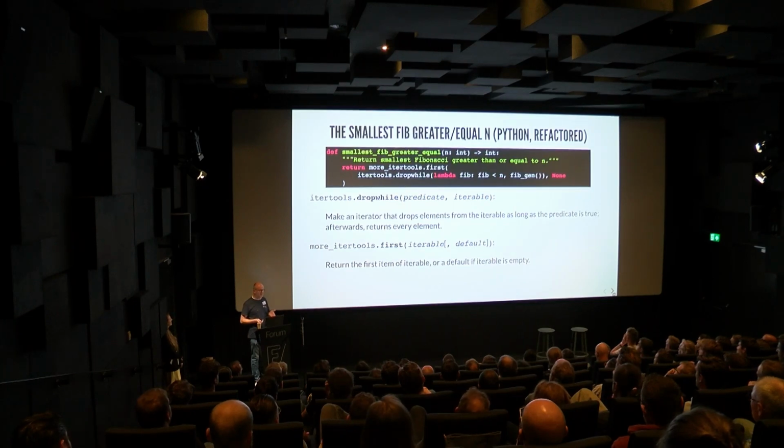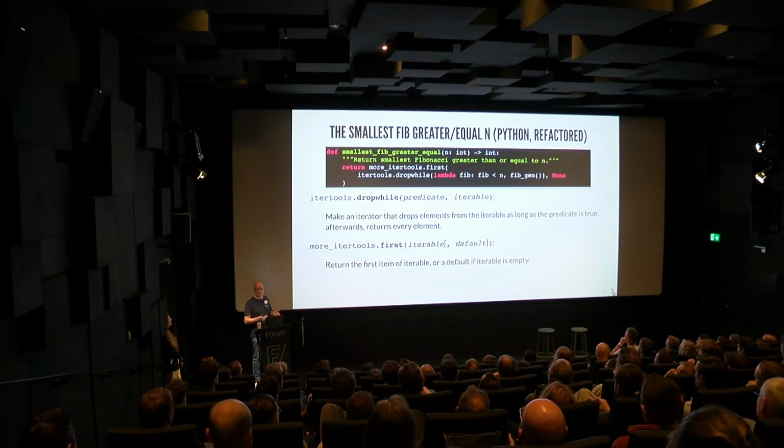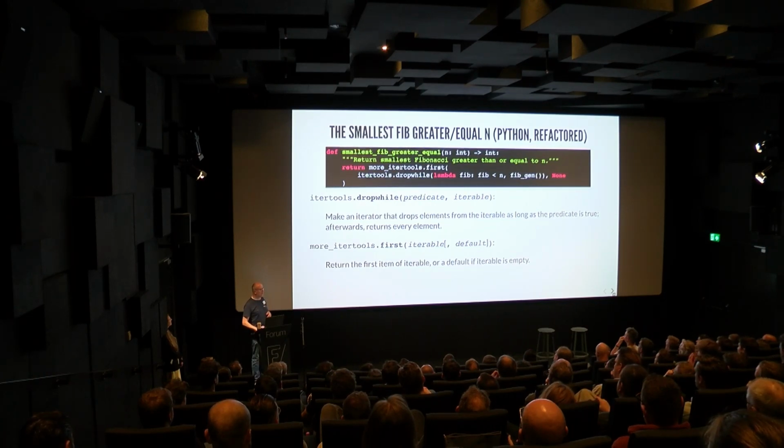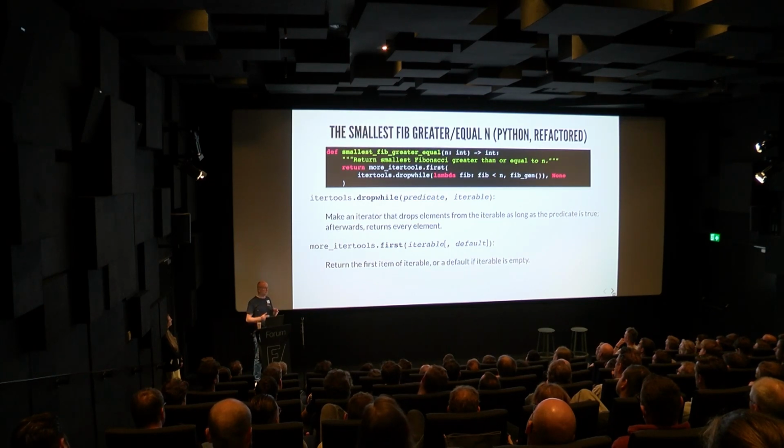So again, you have a lambda expression. The expression tests whether the current Fibonacci is still less than the desired value as a threshold. And you drop the values as long as they are less than that value. And then, when the value is either equal to n or greater than n, it starts producing those values and gives them back to the caller, which is more-itertools first. And more-itertools first just selects the first value, it returns it, and it stops the iterator.